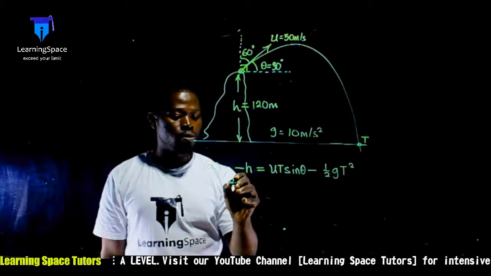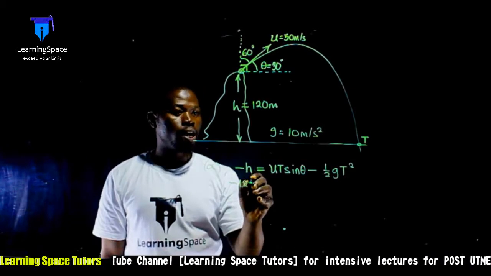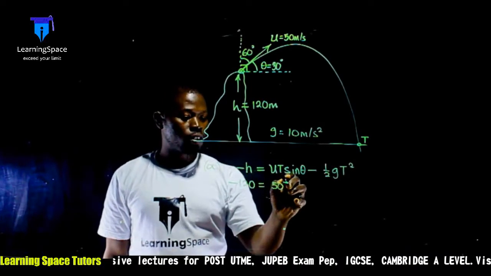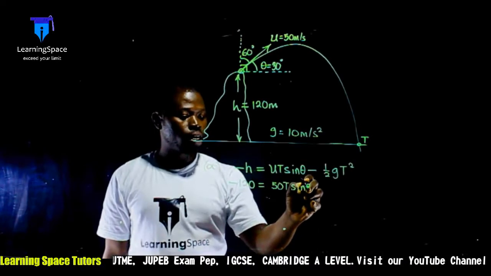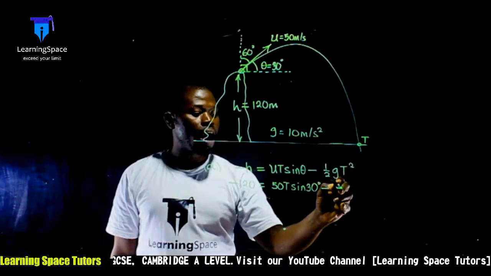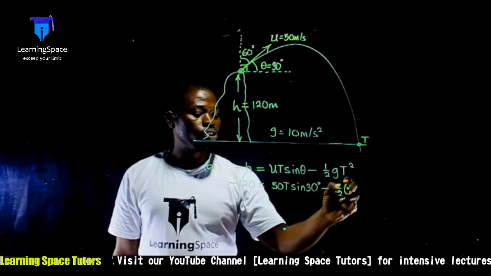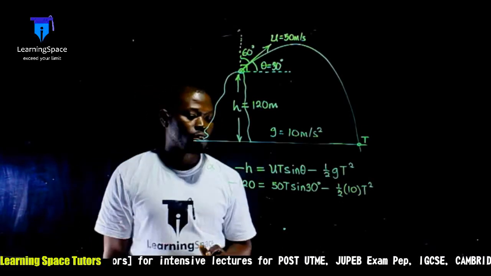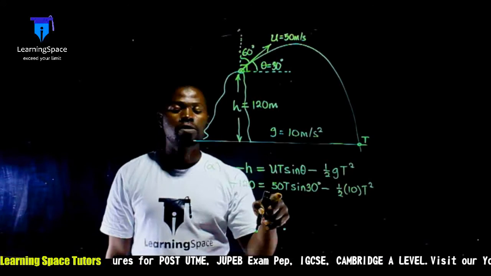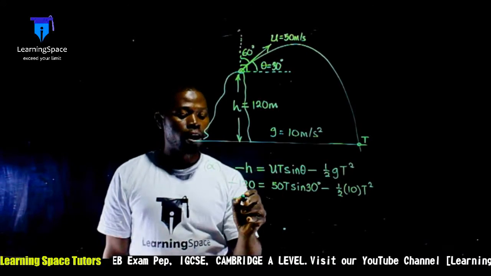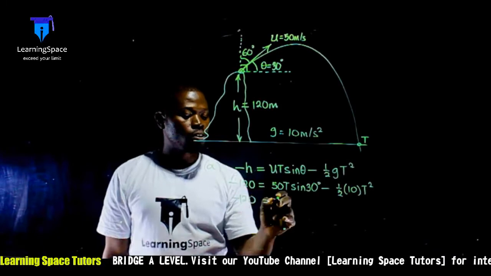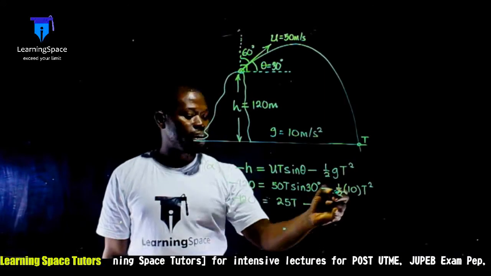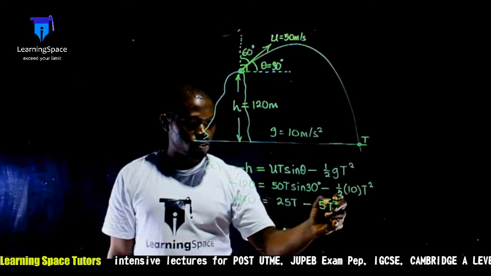Now let's get down to business. We have minus 120 equals u, which is 50 t sine 30 degrees, minus half times g, which is 10 t squared. Sine 30, as we know, is half. Half times 50 is 25. So here we are going to have minus 120 equals 25t minus half times 10, that is 5t squared.